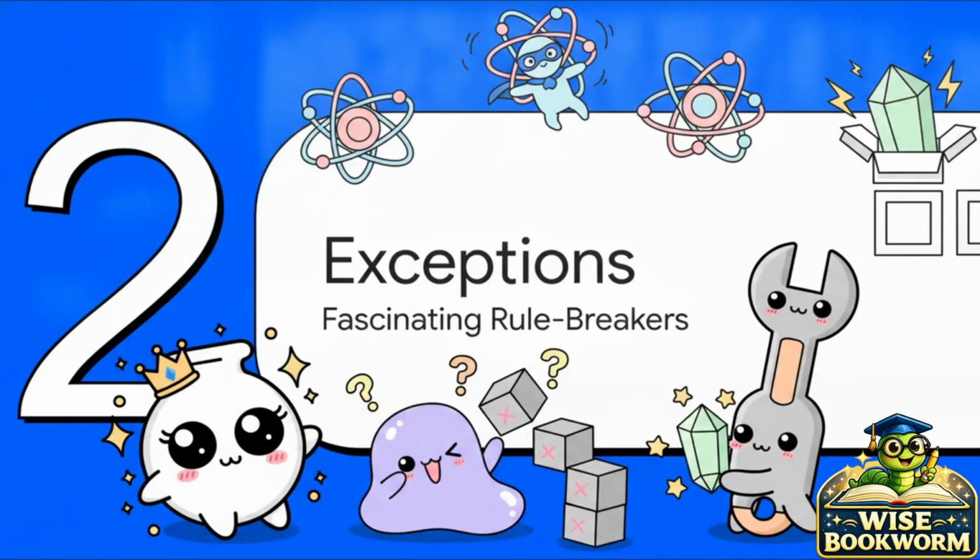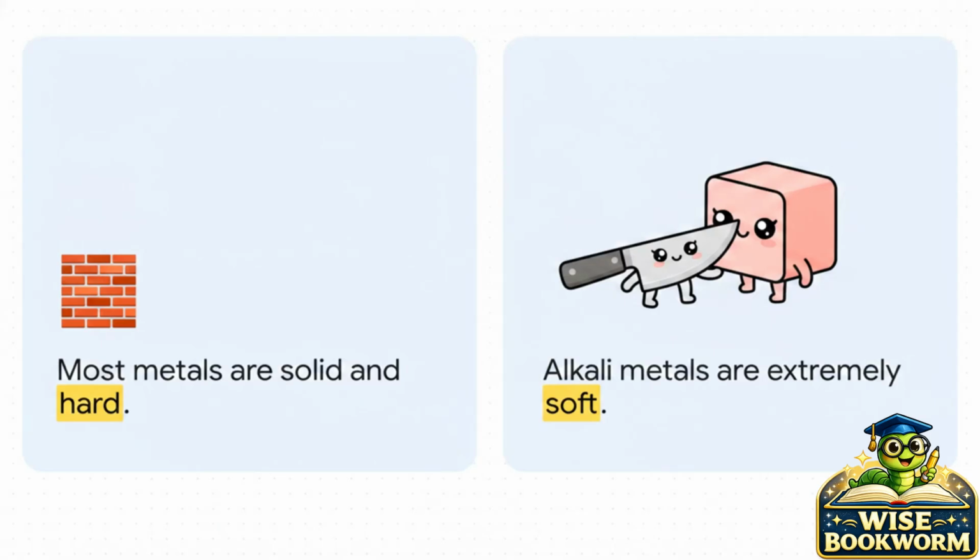Moving on to Section 2, Exceptions to the Rules. Chemistry is full of super strict rules, for sure, but as you'll see, the anomalies are what truly make the subject captivating. So you'd probably think all metals are hard solids, right? But rule breakers totally upend that assumption. Take mercury, for example, which actually flows as a liquid at room temperature.